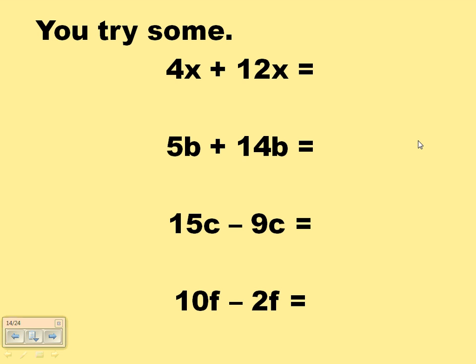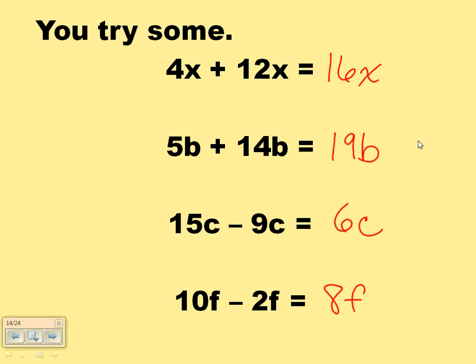All right, let me answer this. 4x plus 12x should actually equal 16x. 5b plus 14b should be equal to 19b. 15c minus 9c should equal 6c. 10f minus 2f should actually equal 8f. Got it? Okay.